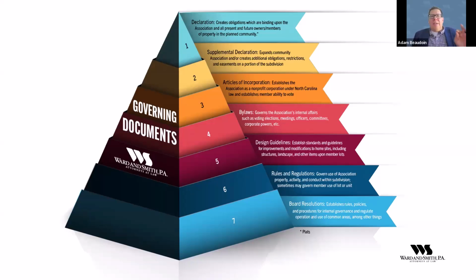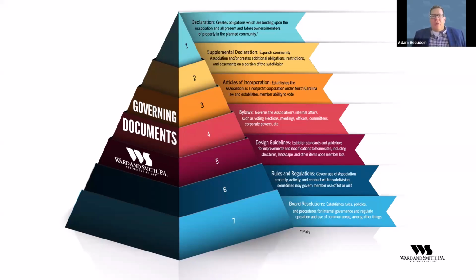That means that if it's not in the declaration, it can't be modified by any of the subordinate governing documents. I'll give you an example. The board wants to adopt a rule. Where are rules and regulations? They're number 6 on this list that says owners can't have pets, or owners can only have one pet and it's a dog and it has to have white fur and can't be more than 25 pounds. Well, if the declaration is silent about the association's ability to regulate pets, then the board can't adopt that rule and regulation.